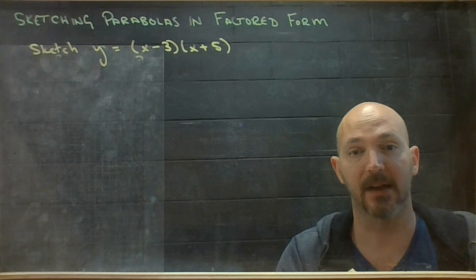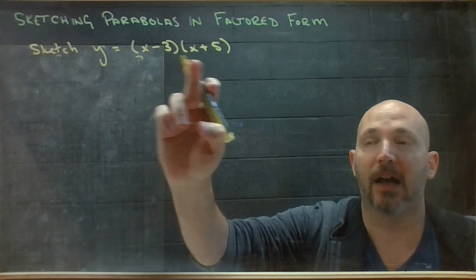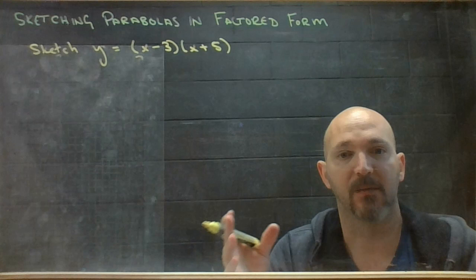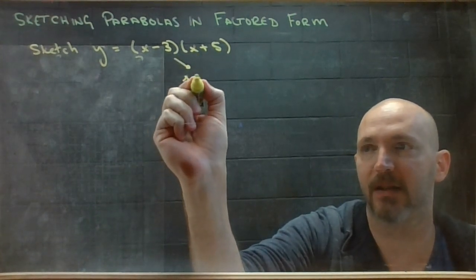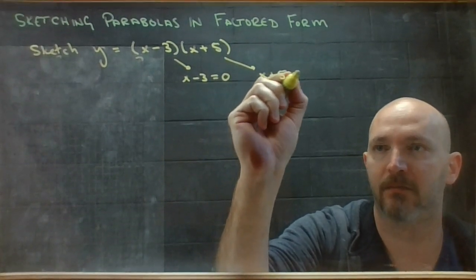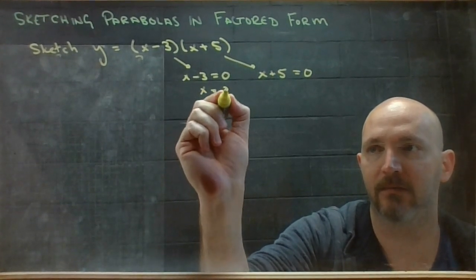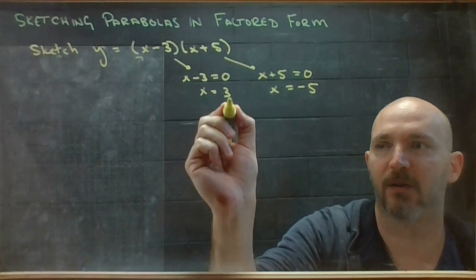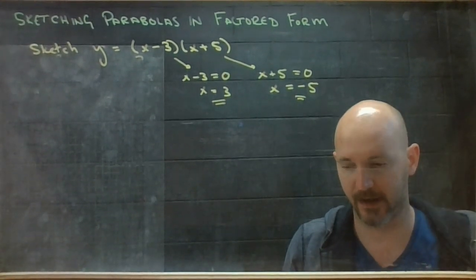I have another example here. So I'm looking at this thing and I see 2 brackets, which means it must be in factored form. Factored form shows me where the x-intercepts are by setting each of these little pods to 0. I'm going to add 3 to both sides. Subtract 5 from both sides here. So I have an x-intercept at 3 and an x-intercept at -5.